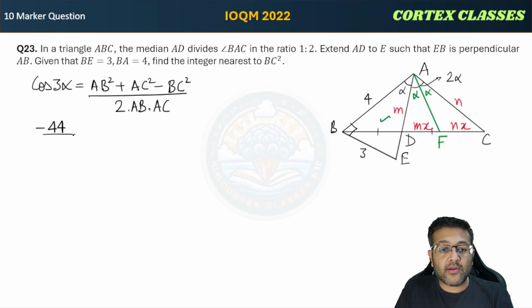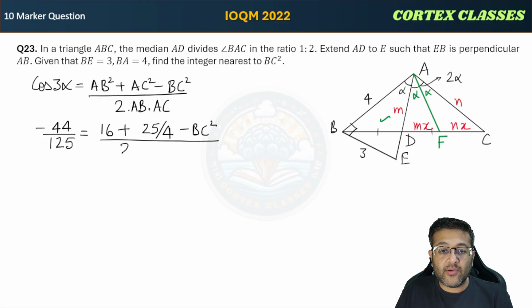Minus of 44, minus 44 by 125 is equal to what is AB square? 4 square is 16 plus AC square is 25 by 4, right? Minus BC square whole divided by 2 times AB is 4 into AC is 5 by 2. So you can cancel the various terms. So guys, 2 and 2 will cancel. This 5 will cancel this for 25.